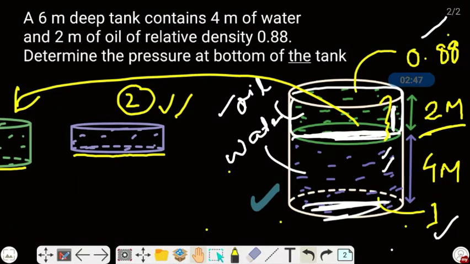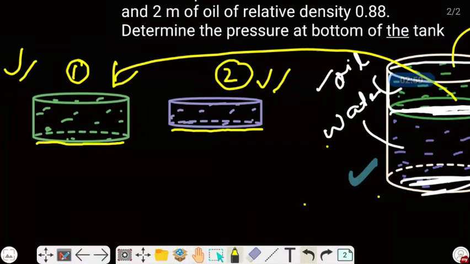So we can write here this height is 2 meter. We have to find out the height of this water column. Let's suppose the height of this water column is x. The diameter will remain the same because the container is not going to change, and the diameter of the container will be equal to the diameter of the column of both the liquids. So this is 2 meter, this is x meter.